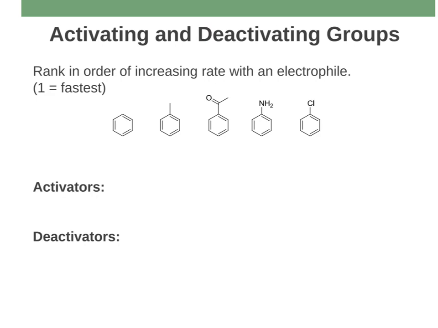Now, what I also want to talk about in this introductory video is activating and deactivating groups, or activators and deactivators. Because I will definitely ask you a question like, rank these in order of increasing rate with an electrophile, or which is the most activated, or which one's going to be the fastest. And so I'll give you 5 compounds like this, right? And right now you might just be looking at those and be like, well, I don't know what we're going to talk about. I don't know how to rank those. But you actually already have all the skills to interpret this, right?